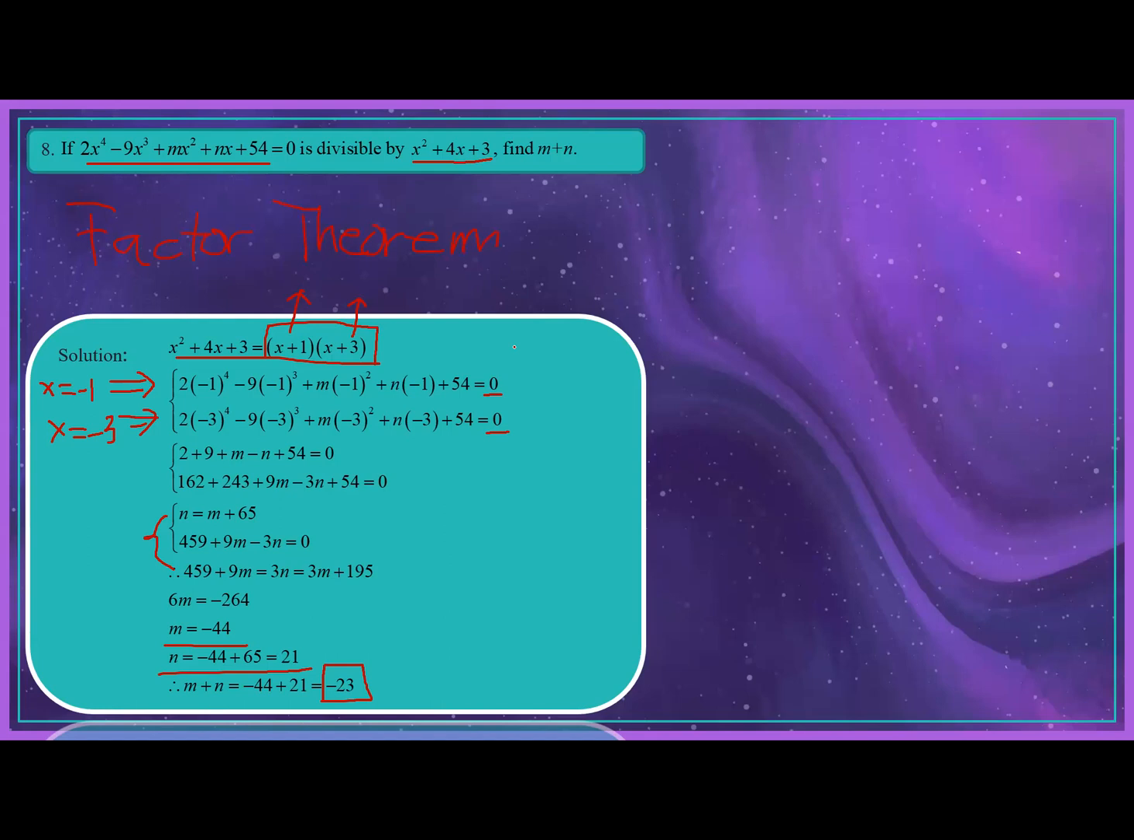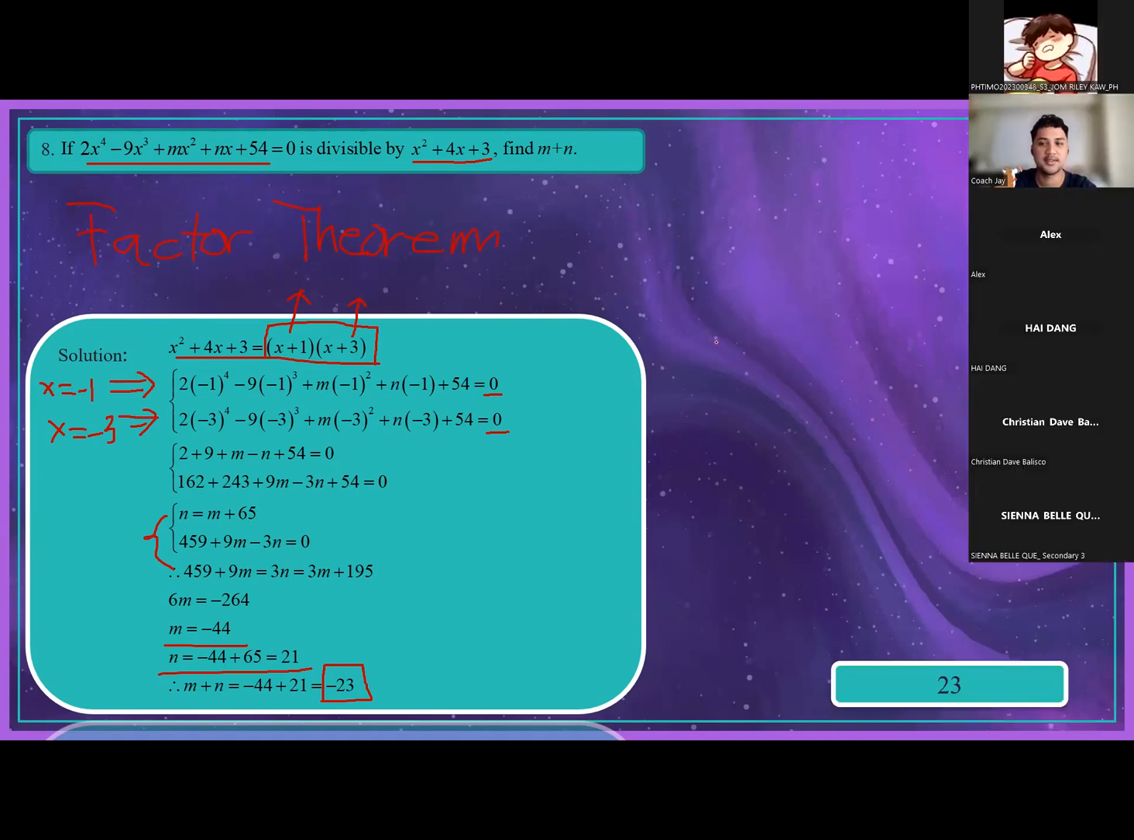So basically, what you did was use the factor theorem. You substitute x equals -1 and x equals -3. Now you created two equations. After that, use basic algebra to solve for n and m, right? So we know how to do that already. After that, you solve m plus n, so you get -23.